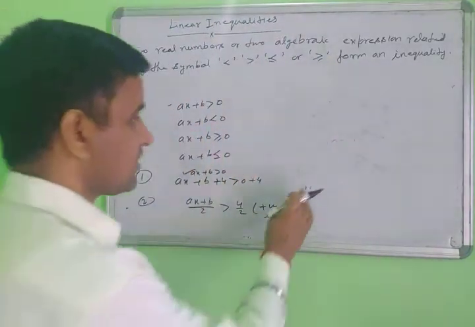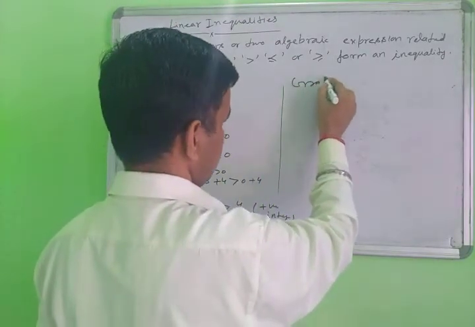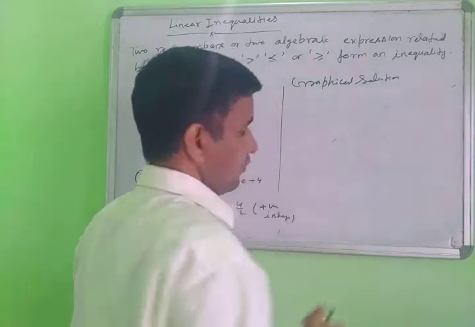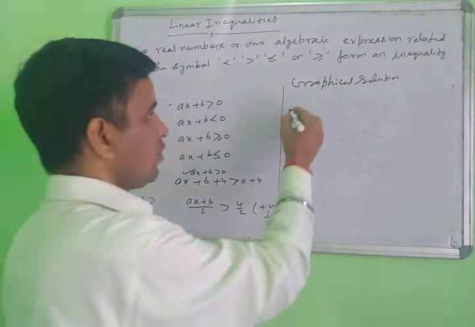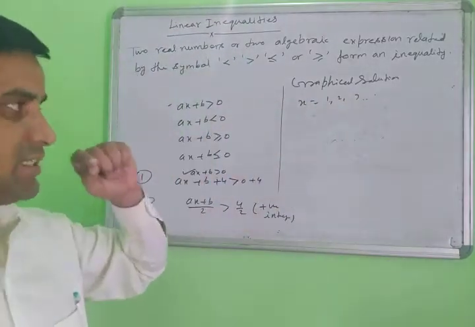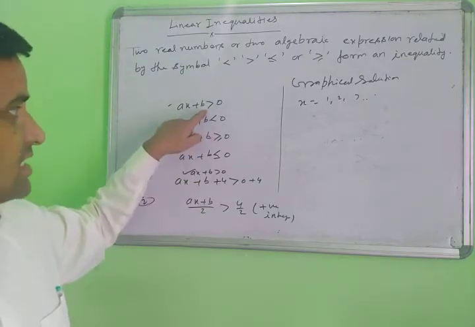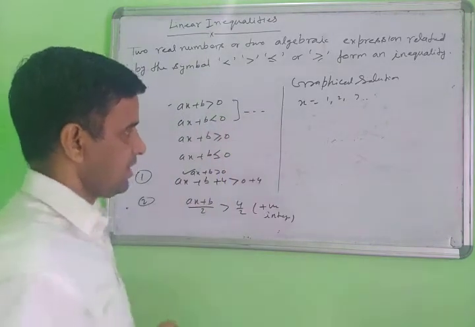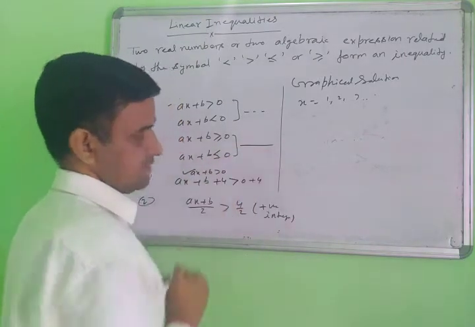Next thing, the graphical solution. When you find the graphical solution, what value of x you take does not matter. Any value of x, suppose 1, 2, 3, 4, or any of x, y, z, does not matter. But when you find the graphical solution, for less than or greater than symbols you use a dotted line. When you use greater than or equal, less than or equal, you use a dark line.